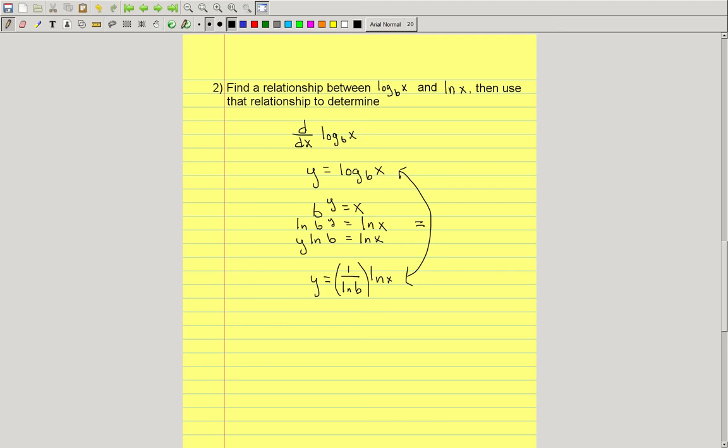Now what I can do is write the derivative of both sides of this expression. So we get the derivative of the log base b of x equals the derivative of 1 over the natural log of b times the natural log of x. And the right-hand side is just 1 over the natural log of b, because that is a real number, times 1 over x, which is the derivative of the natural log. So this expression gives us the derivative of the logarithm base b. Assuming, of course, that x is positive.